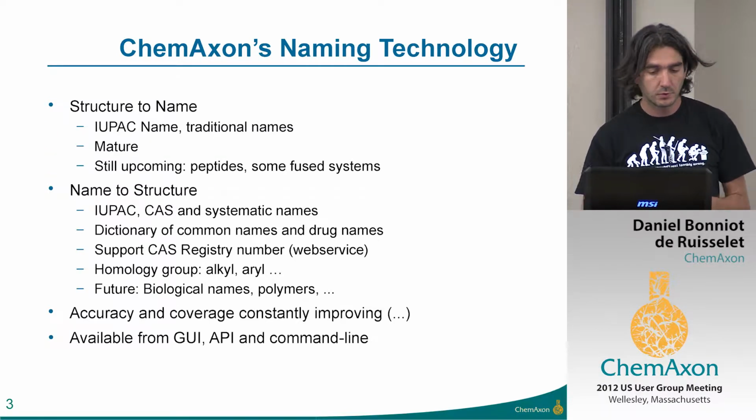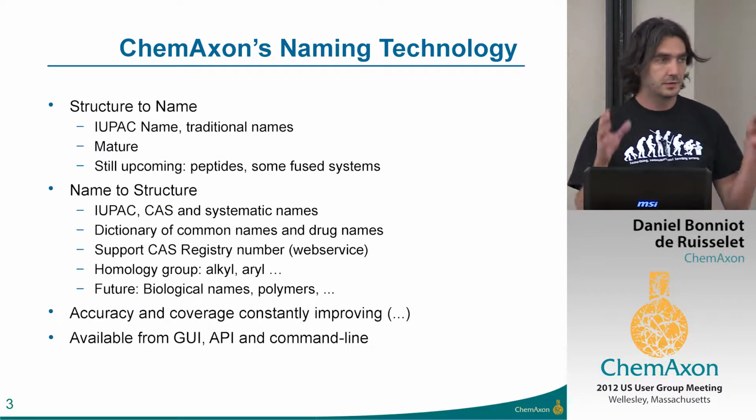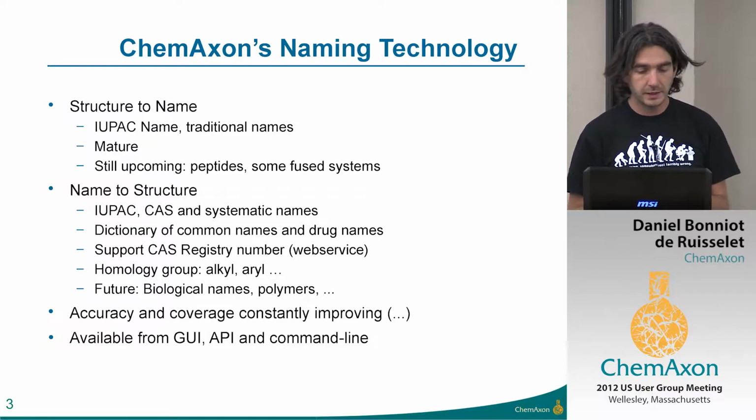Starting with Structure to Name, it's a product that, given a structure, can generate the IUPAC name. It can also generate traditional names. It's quite mature. There are still some features upcoming, like support for naming peptides, and some cases of few systems where it gives not the best name.